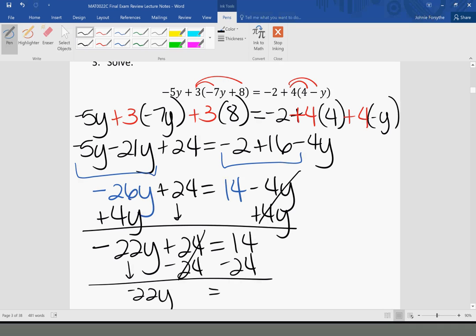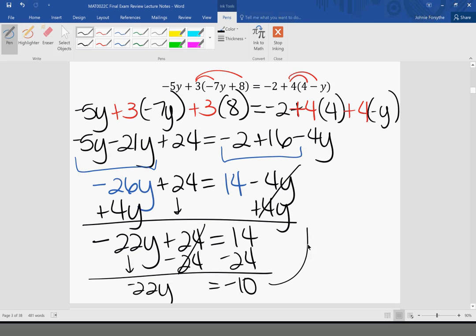Different sign, subtract and take the sign of the larger number. So that's going to be a negative 10. And then now, let's go over here. Negative 22y equals negative 10. I'm going to divide by negative 22 so I can get y by itself. So I have y equals negative 10 divided by negative 22 is going to be a positive.